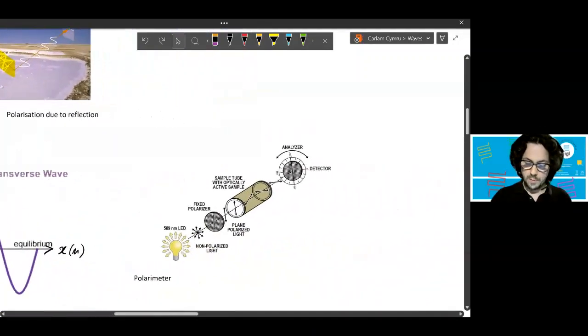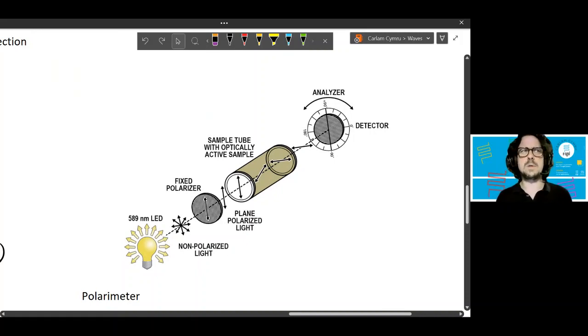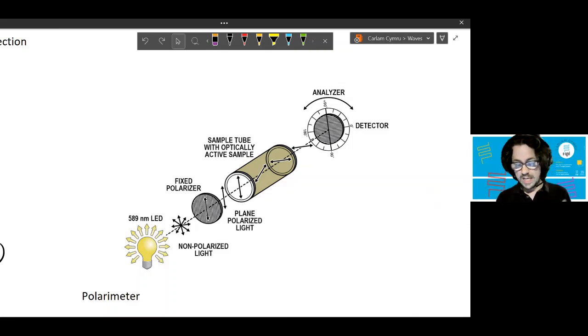Now, one more thing about polarization then, because there is a specified practical. I'm not going to talk in detail about the specified practical, but I am going to mention a polarimeter, which is a feature of that practical. So a polarimeter is a piece of apparatus. It's a measuring device that will allow you to essentially work out the concentration of a chemical in an optically active sample. Right, what on earth does that mean?